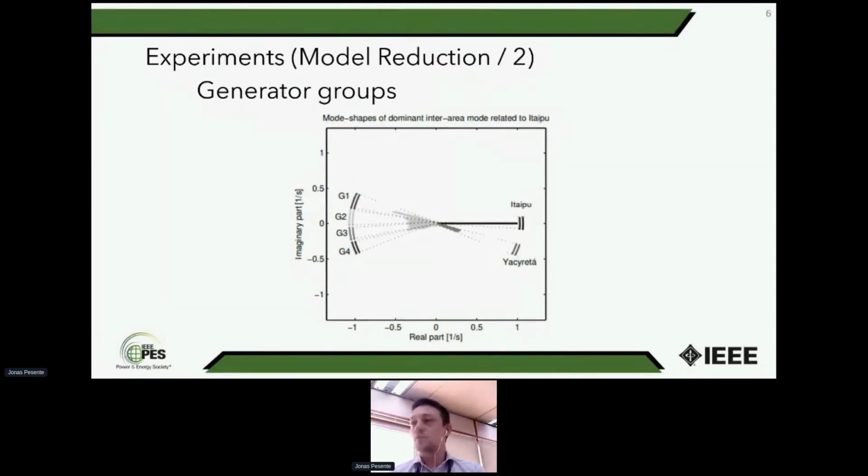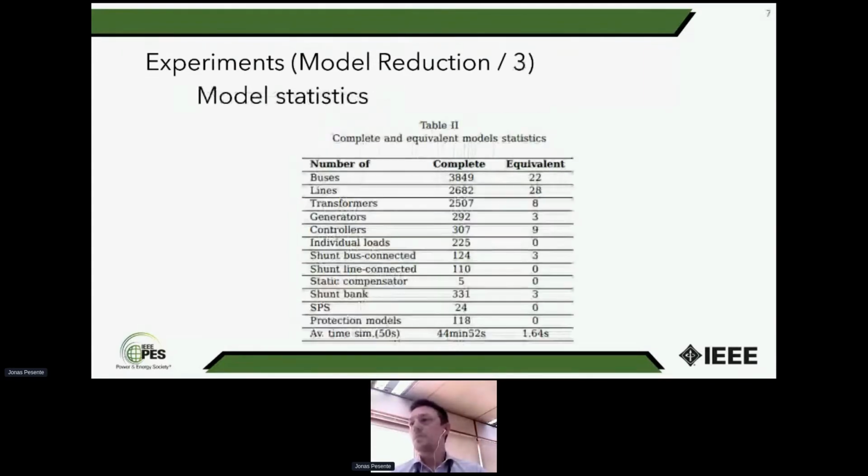And these four groups of generators of Argentina can also be grouped in one generator, which further increases the reduction of the power system and still preserves the dynamical phenomenon that we want to see. This is a reduction that we obtained by applying the four steps presented on slide 4, resulting in a reduction of almost 40,000 buses to 22 buses, more than 2,500 transmission lines to 28, and so forth.